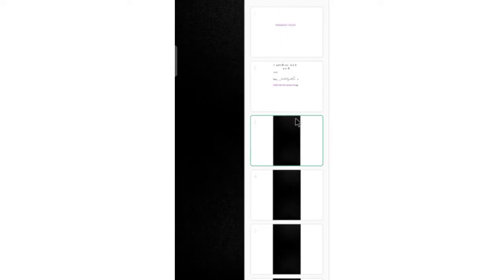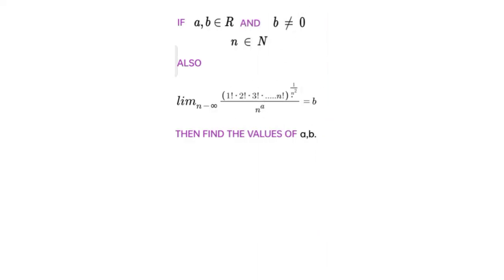First of all, writing down the question that is given to us: the limit as n tends to infinity of (1 factorial into 2 factorial into 3 factorial and so on till n factorial) whole power 1 by n squared, divided by n power a. So this is the question that is given to us.